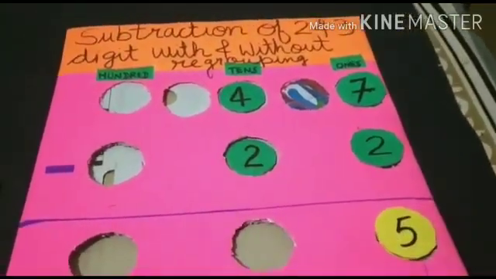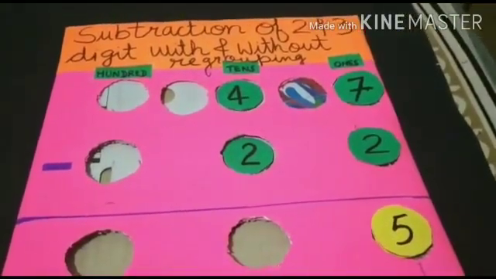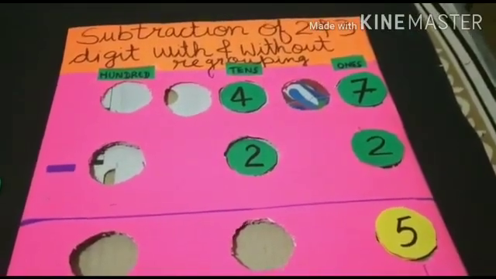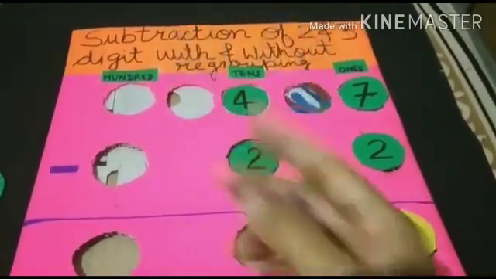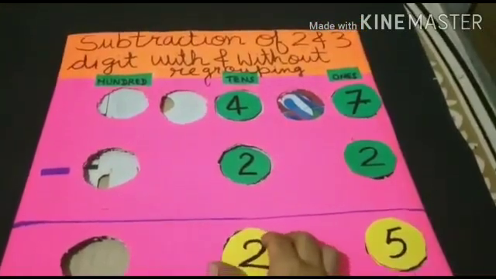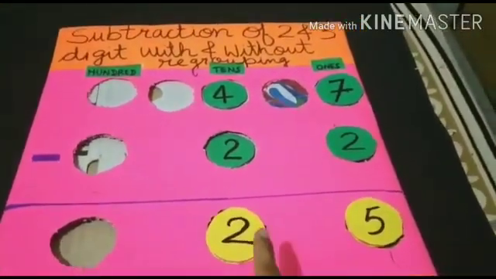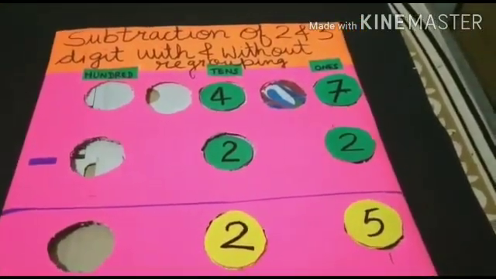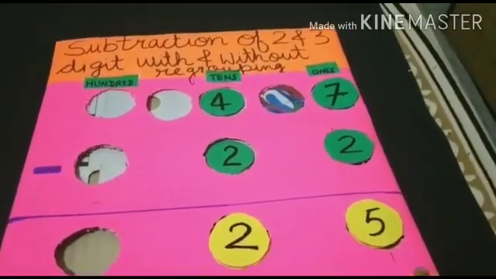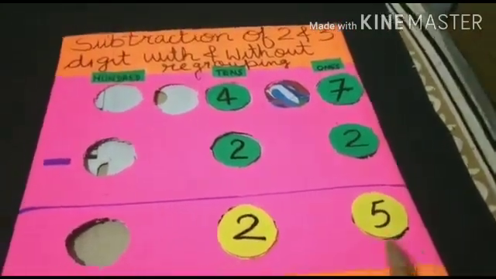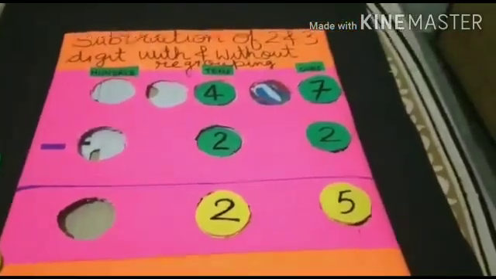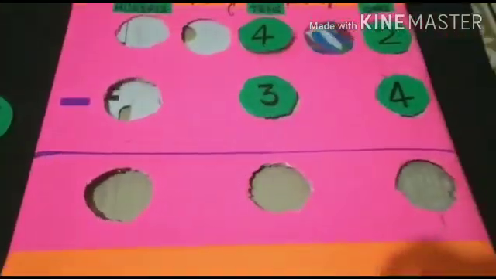And from 4 we have to subtract 2. So after 2 we'll count till 4: 3, 4. So our answer for the tens place is 2 tens, that is 20, and 5 ones, that is 5. So the answer is 25. Now we will do some other sums with regrouping.